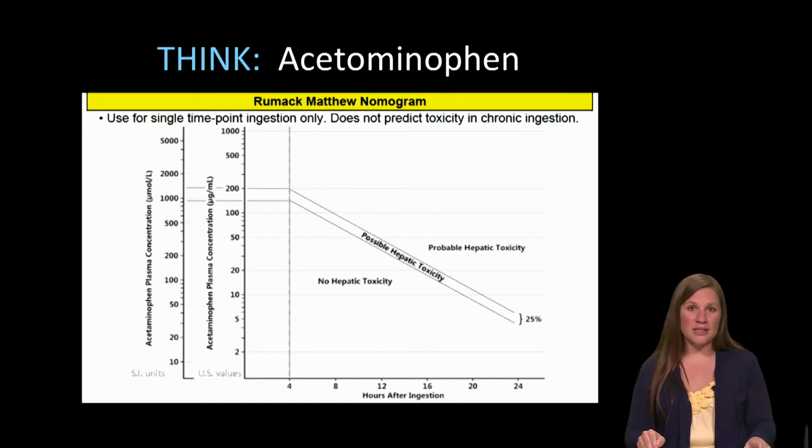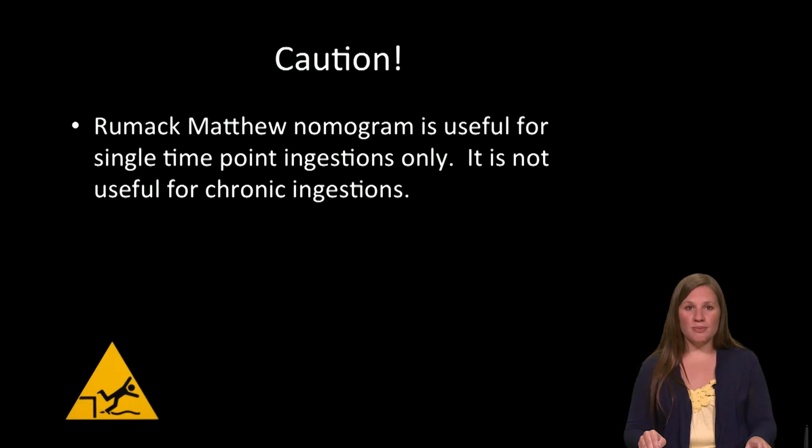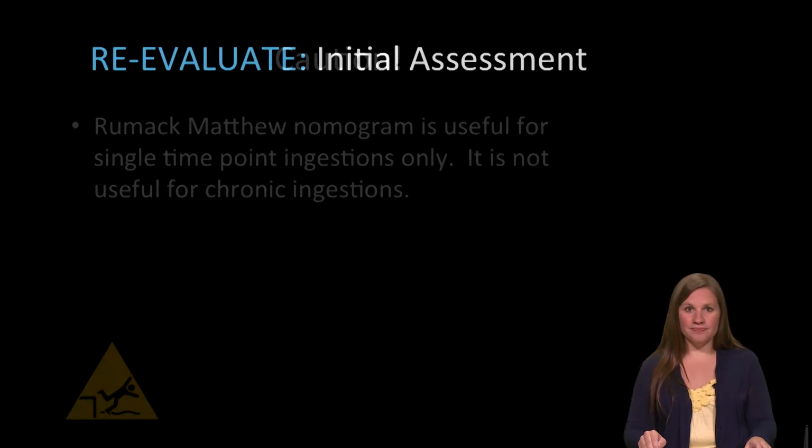This is also not useful if the patient is chronically on acetaminophen and this is a chronic overdose. So it's important to remember that the Rumack-Matthew nomogram is useful for single time point ingestions only when you know that exact single time point. It's not useful for chronic ingestions. And so in our patient, we don't know what time he took the medication, so we should treat him with N-acetylcysteine.